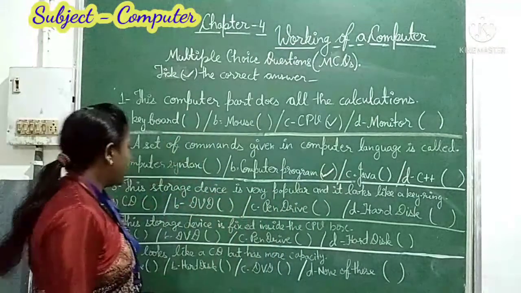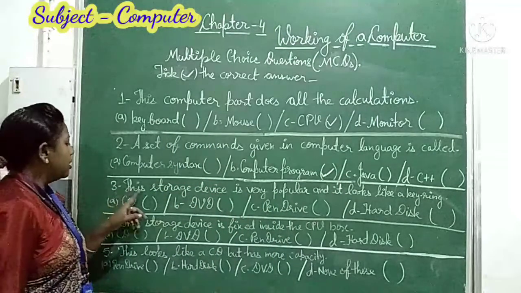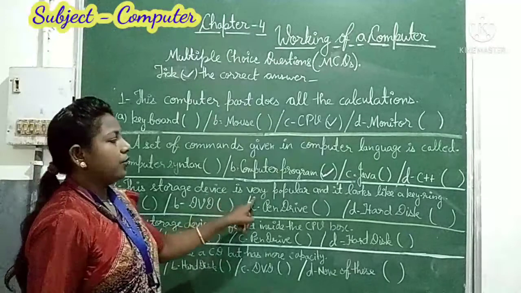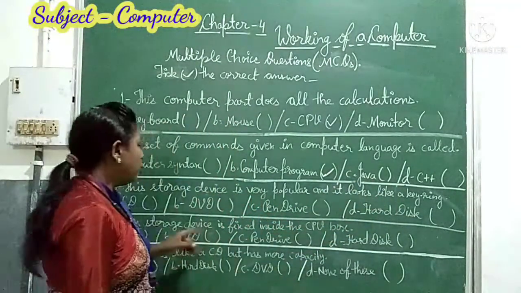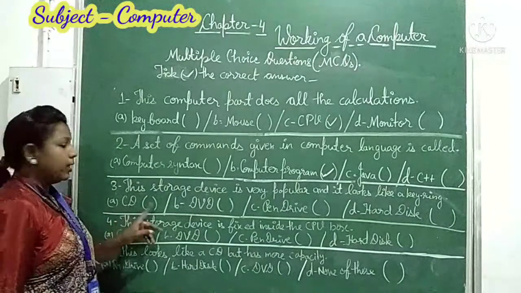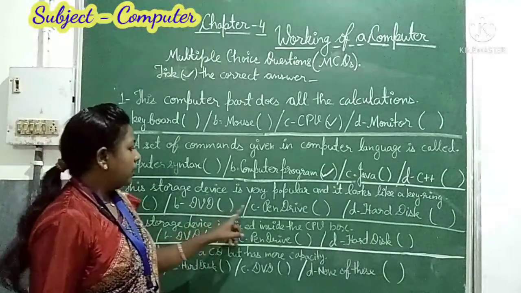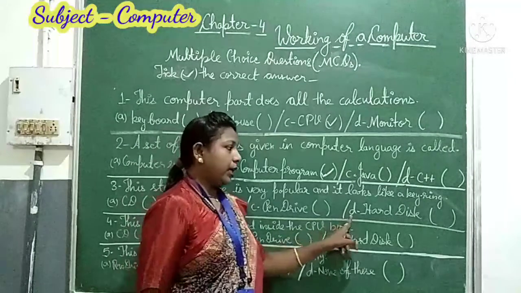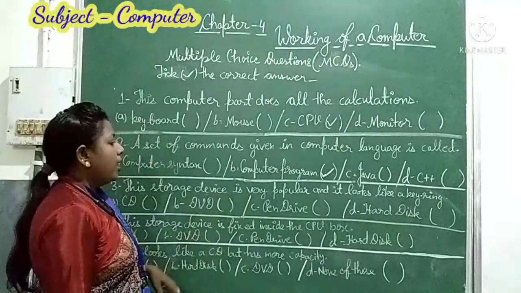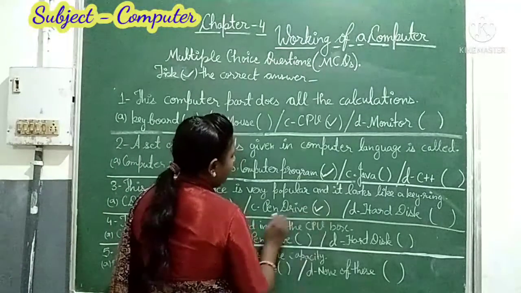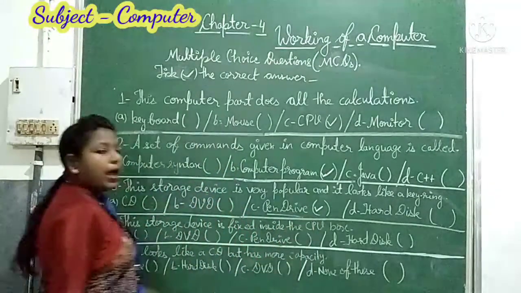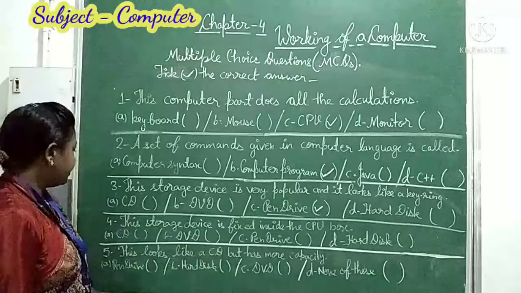Okay? And your third question is, this storage device is very popular and it looks like a keyring. And your options are A. CD, B. DVD, C. Pen drive, D. Hard disk. And your correct option is C. Pen drive, because it is very popular and it looks like a keyring.